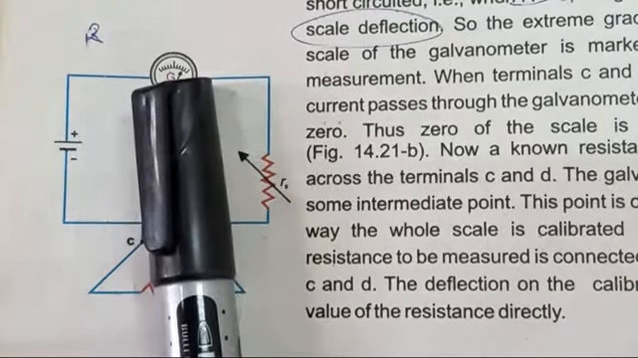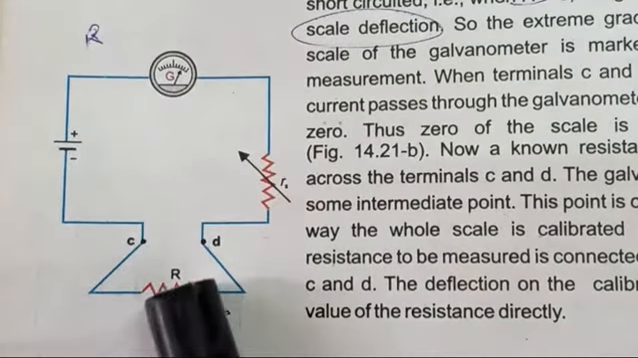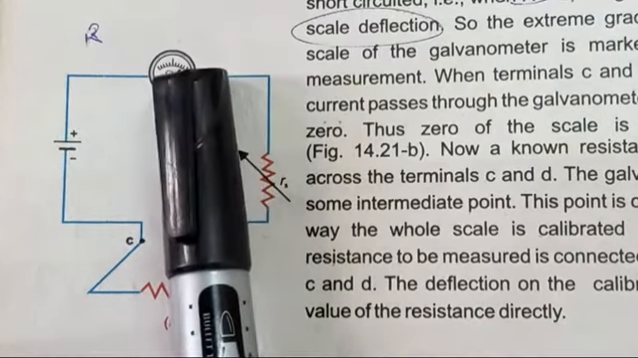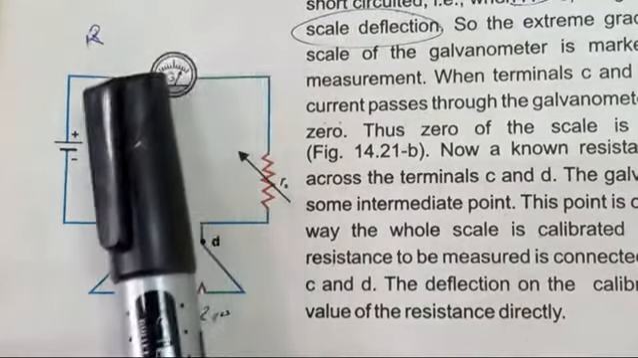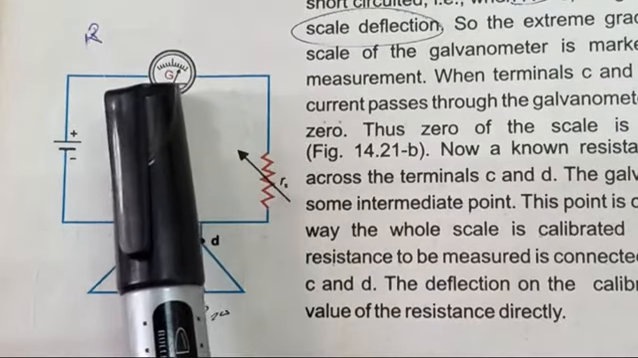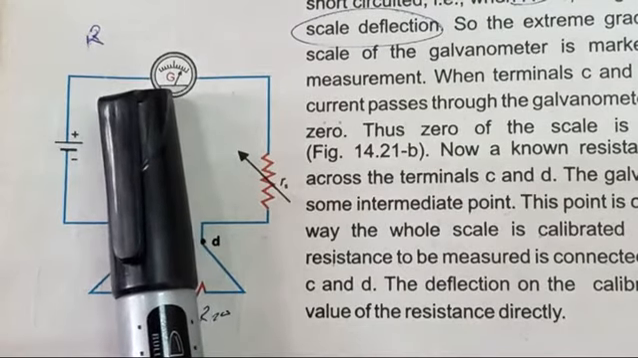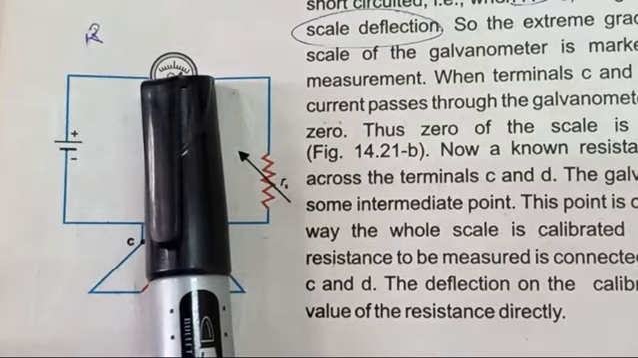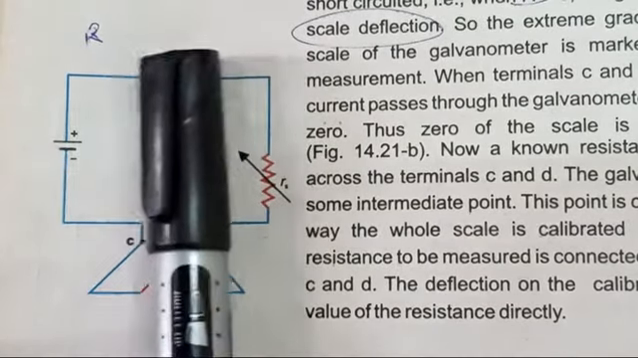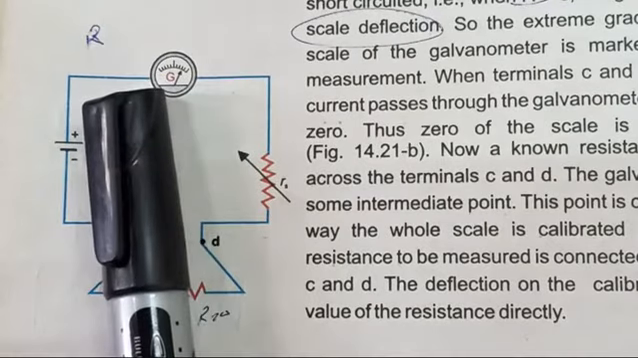Now the galvanometer deflects to some intermediate point. This point is called the required resistance value. In this way the whole scale is calibrated into resistances. All values are known as resistance values. If the point is at 0, it is 0 resistance, point at 5, 5 ohm, point at 10, it means 10 ohm. So the deflection on this scale reads the value directly.